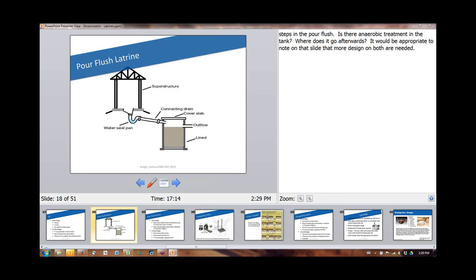It has to be offset a little bit because you have this U-tube. And this water seal pan here is something that you have here in the West in your own toilet. This is an odor seal. This water keeps any of these odors from coming up. It also keeps any of the flies from flying down. It's such a great invention, and it's so simple.